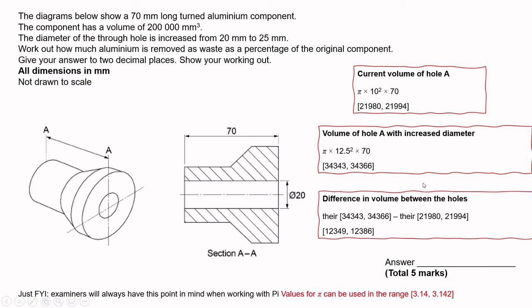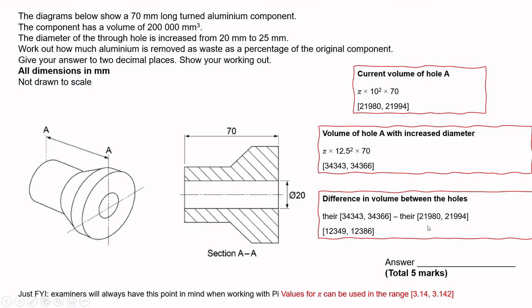Third mark is find the difference. So subtract old from new. So basically, taking this big number here, 34343 minus 21980. It's worth pointing out, this is where method marks matter. If you got one of these wrong, but you figured out you had to subtract the old hole from the new hole, you will still get a method mark, even if you got one or both of those wrong. As long as you figured out you have to take your first answer and subtract it from your second answer, you would still get a method mark.